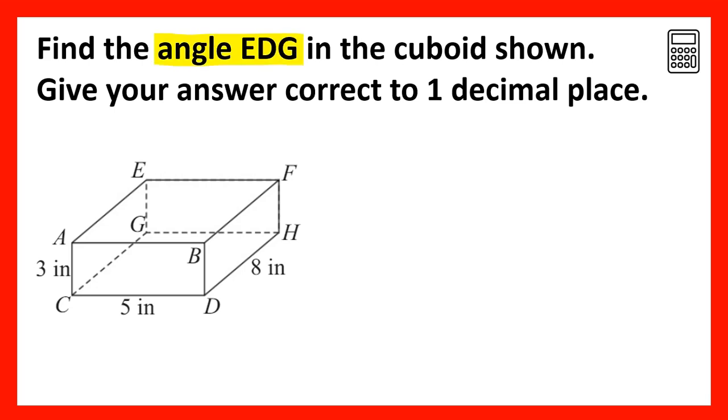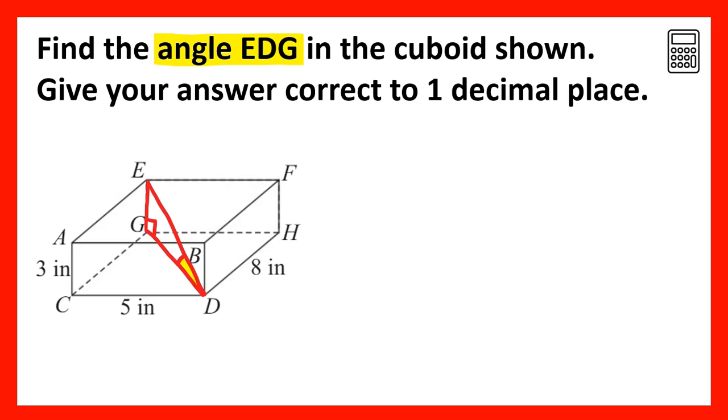For this question, we need to find the angle EDG. E to D to G is represented by this right angle triangle, where the angle EDG is to be found. Problems often reduce to identifying and working with one or more right angle triangles within the 3D structure.